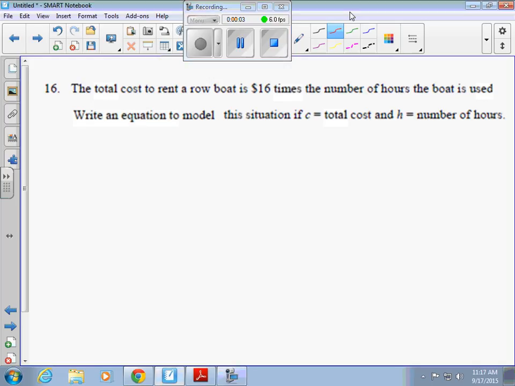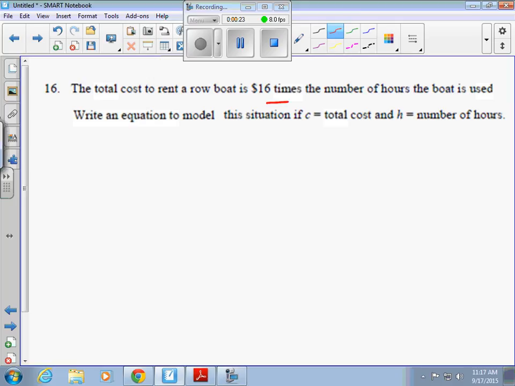It's Algebra 1, Test number 6, part 2. We're picking up on number 16. It says the total cost to rent a rowboat is 16 times the number of hours the boat is used. Write an equation to model the situation if C equals total cost, H equals number of hours.